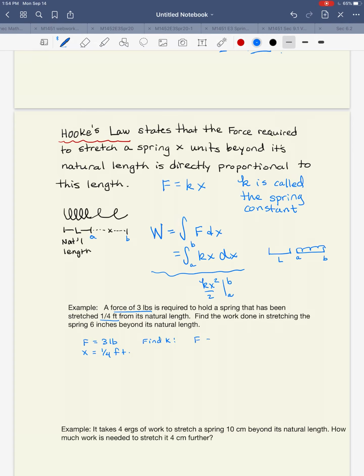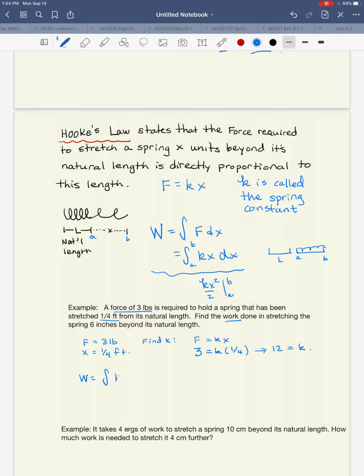We know that F is k times x. We've got the force, and we've got the distance. And so if you multiply both sides by 4, you get 12 is equal to the spring constant. Now we can find the work done.